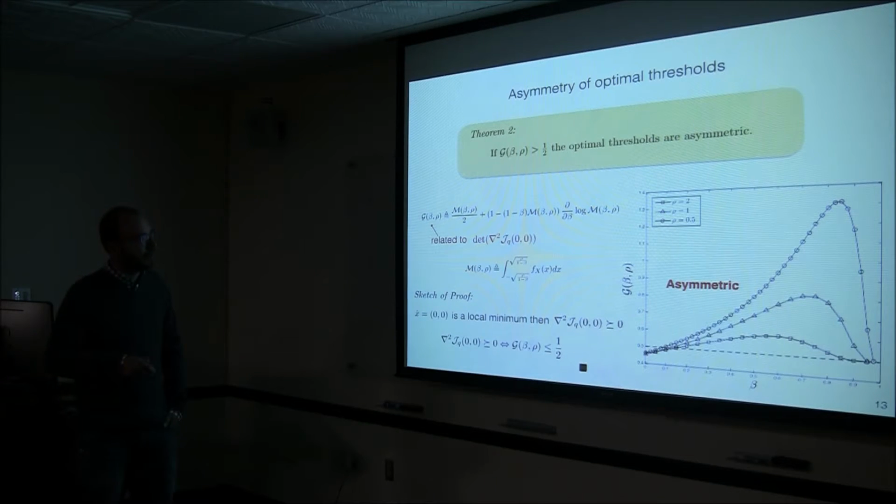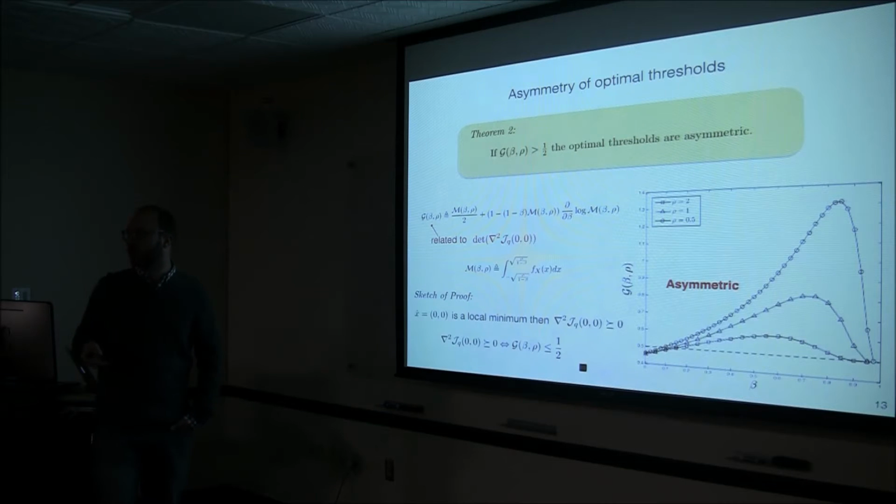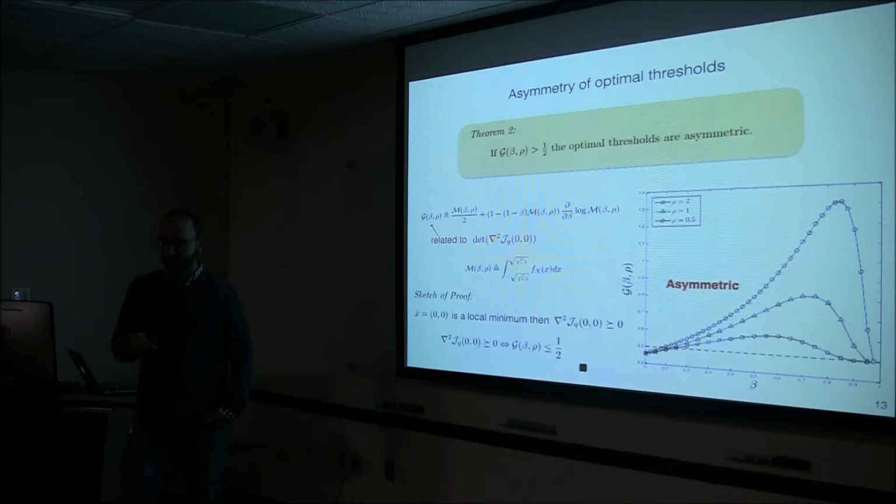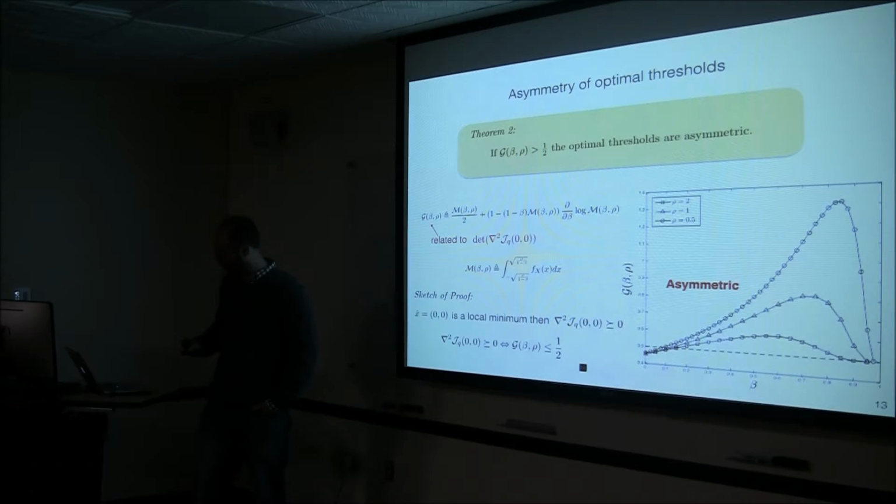So here's the plot of instances of these functions, g of beta and rho as a function of beta for rho fixed. And this is what we obtain. So we can see that there is a large range of parameters for beta for which the optimal thresholds are asymmetric. Okay?